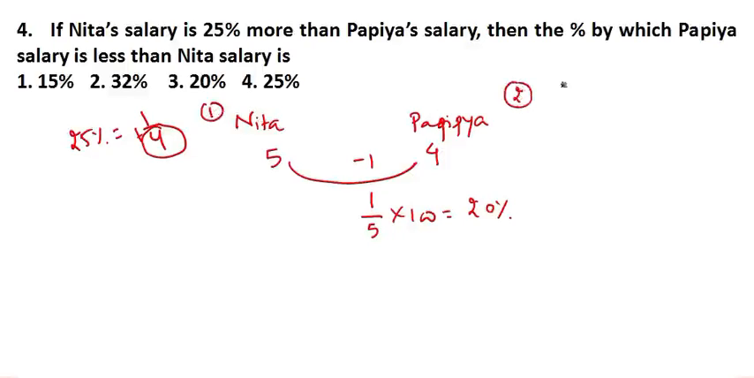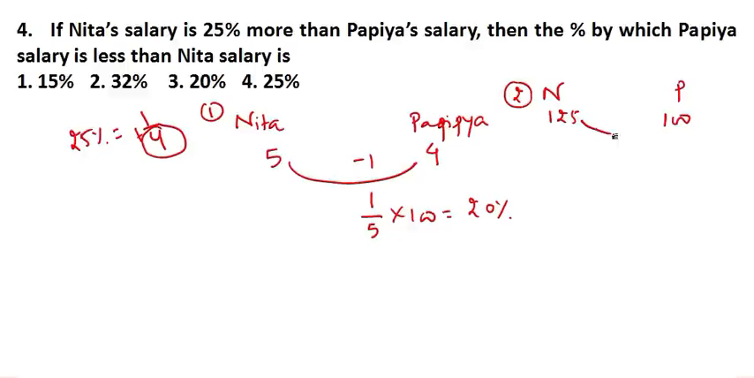Method 2 is very simple. We know that this is Nitya and this is Papya. If Papya's salary is 100, then Nitya's salary is 25% more than Papya's, meaning 125. Then we have to find by what percent Papya's salary is less than Nitya's.